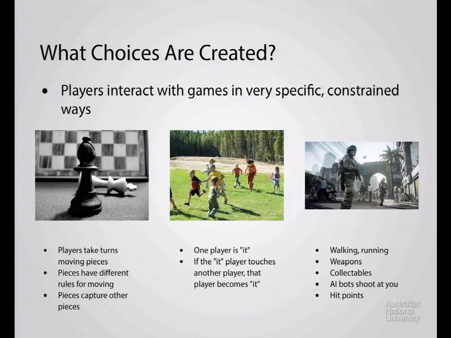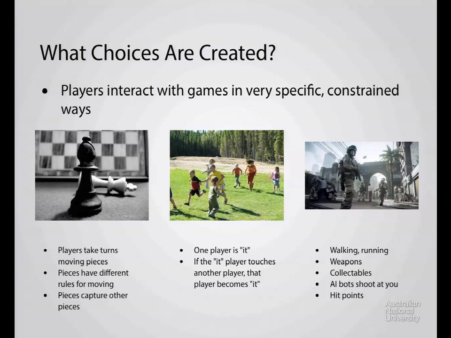The game of chasings, or tag as it's otherwise called, has two rules. One player is it, and if the it player touches another player, that player becomes it. So, again, very simple rules. Modern video games tend to have much more complex rules. Things about how fast you can run, what different items you can pick up, and what happens when you get to a certain place. There's often AI that will try and shoot at you, depending on the type of game.